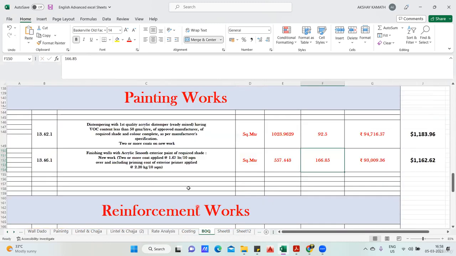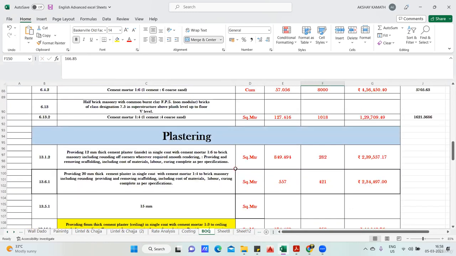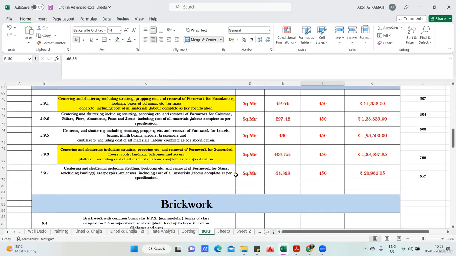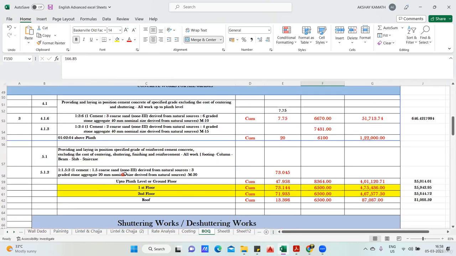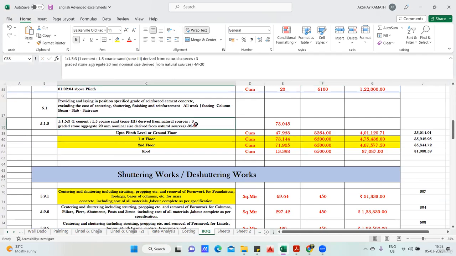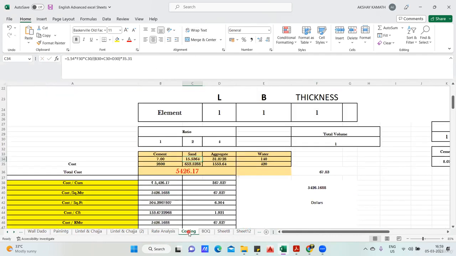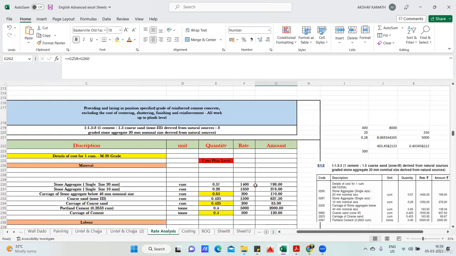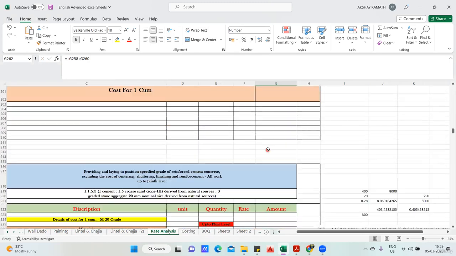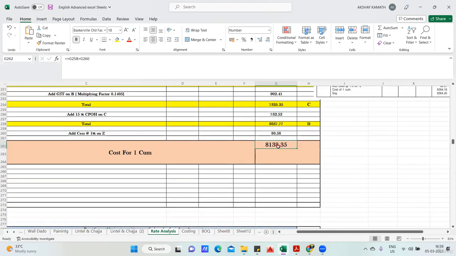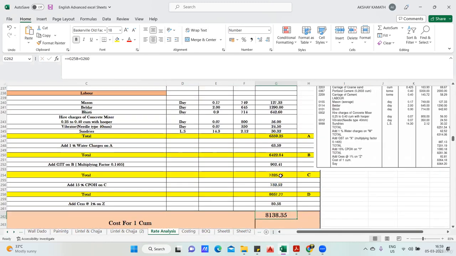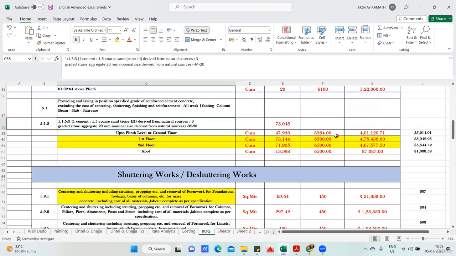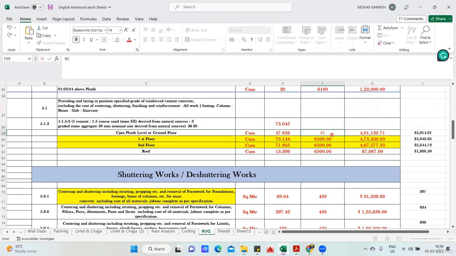So go to your BOQ. Right now, we don't have any M20 grade of concrete. I think we have M20 grade of concrete. Yeah, so this is my M20 grade of concrete. What is the price I got here? The price I got is 8138. So I'll come here and put 8138 here. According to that, I got a rate here.